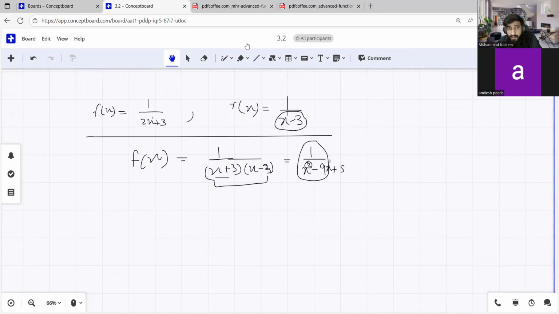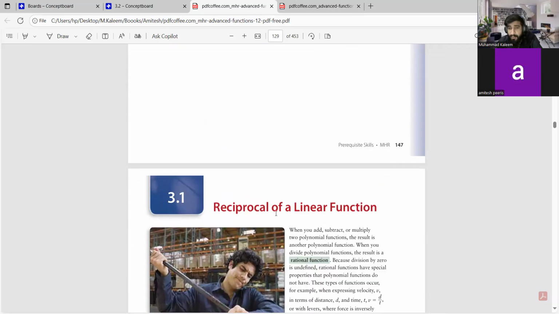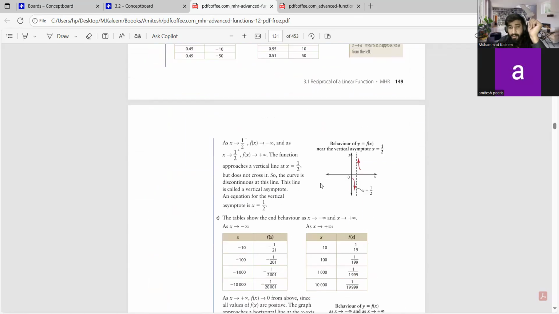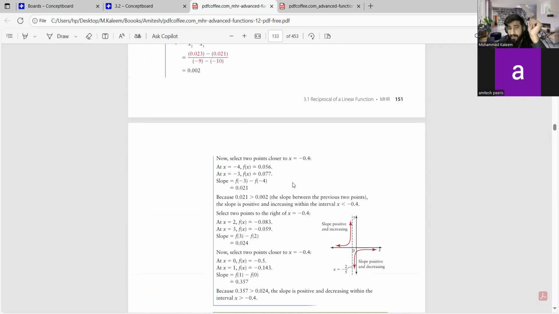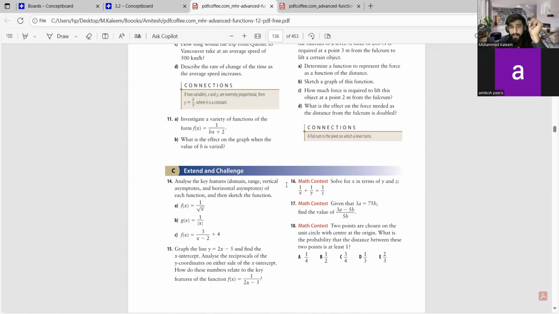We have a function, the reciprocal of a linear function. In this one we just have one vertical asymptote, and in the reciprocal of a quadratic function we have two asymptotes.